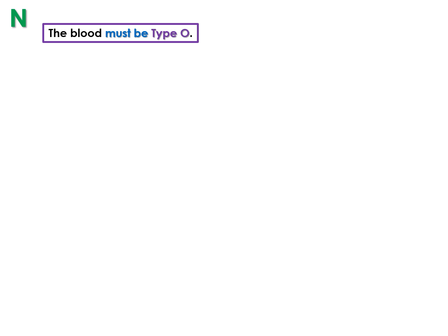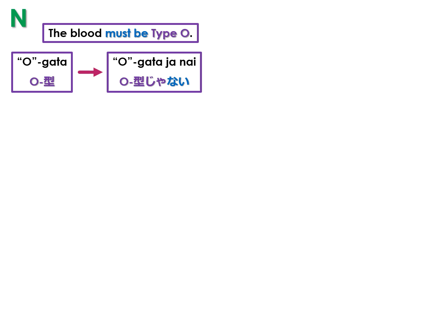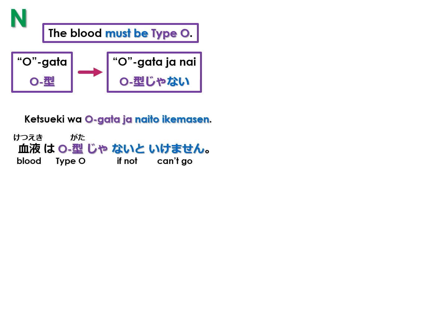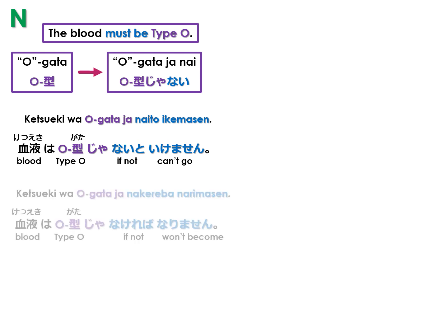Our last comprehensive example is that of a noun. The sentence is, the blood must be type O. Say someone needs a blood transfusion, and we specifically need type O blood. Type O is O-gata in Japanese, and the nai form is O-gata janai. So we can say, using all formal forms, ketsueki wa O-gata janai to ikemasen.